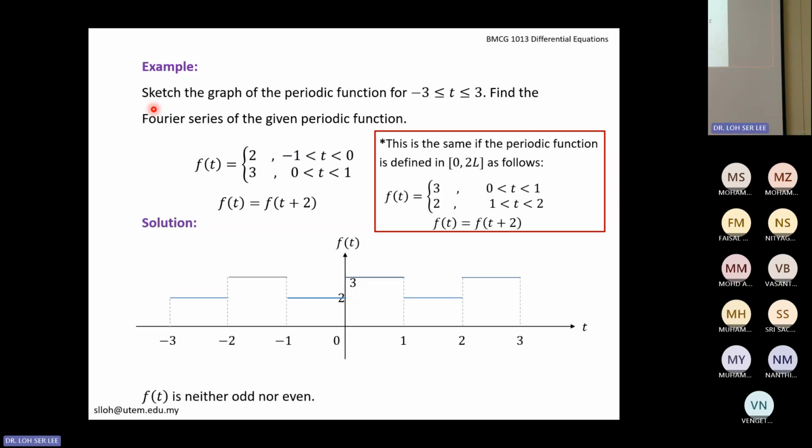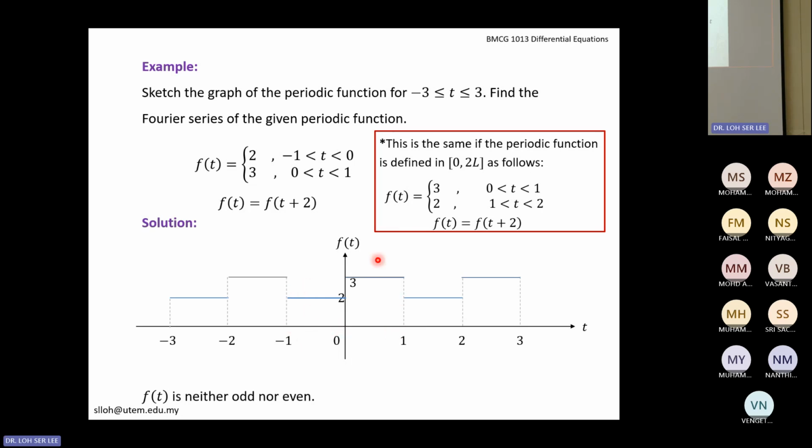The first example: sketch the graph of a function from -3 up to 3. So this is the periodic function. From -1 up to 0, in this interval, you have 2. And from 0 up to 1, you have 3. So this is one full cycle segment. And the period is 2: from -1 up to 1, 2 units of distance.